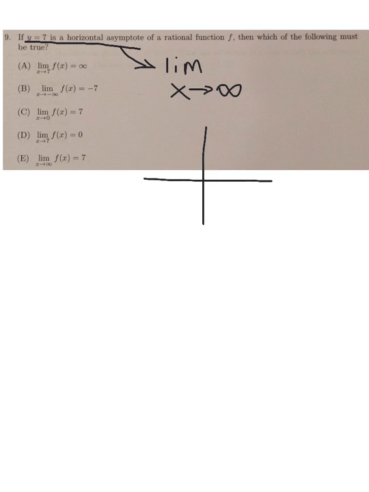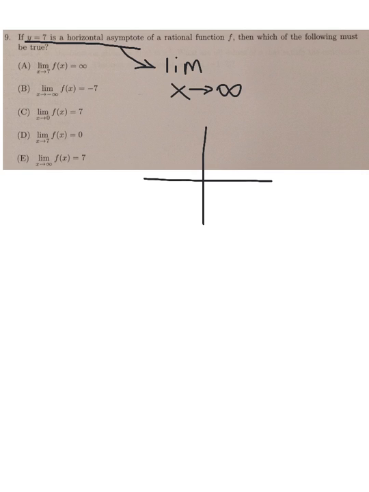Okay, the answer to number 9 is E, the last one right there. Now I just want to talk about this because this is a thinking question. They're telling you that you have a horizontal asymptote at y equals 7, and it says which of the following must be true. Now I want you to try to remember the definition of a horizontal asymptote, and that's what's hard. It was the limit, if you remember, we talked about end behavior, so it was always the limit as x approaches infinity. Let me draw a picture, and maybe this will make a little more sense to you. Let me back up a second.